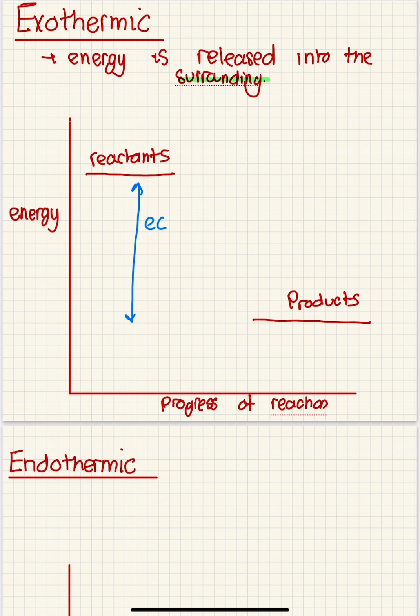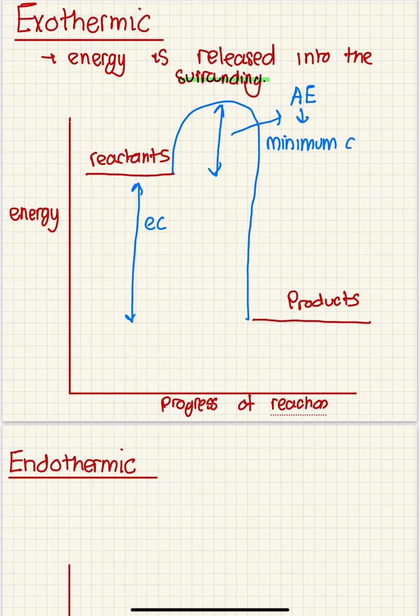Now, there is also another line. There's going to be a line from here all the way down to here. This bit over here is called your activation energy, and I'll write that as AE, activation energy. Activation energy is the minimum amount of energy needed for a reaction to start.